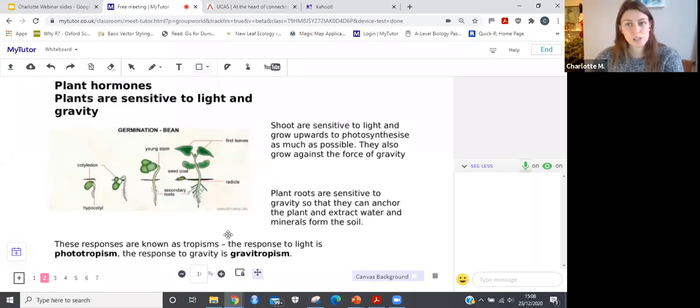And these responses have special names. These are keywords that you need to remember for this topic. They're known as tropisms. The response to light is called phototropism. Photo means to do with light, and tropism is response. So light response, phototropism. The response to gravity is a bit easier to remember because that's gravitropism. Gravity and tropism joined together, gravitropism. So those are 2 keywords for the responses to light and gravity in plants.